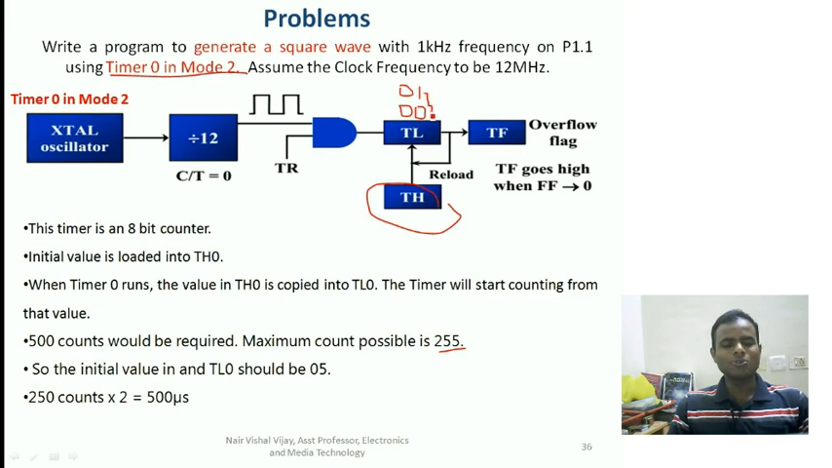So what I would do is load the value of TL with 05, so that it can count from 05 to 255, which is the maximum decimal value it can count, or I would load it from 05 to FF, which is the maximum value it can count. So I would be counting 250 times, and I would be doing this loop 2 times to get a 500 microsecond delay. That is how I operate timer 0 in mode 2.